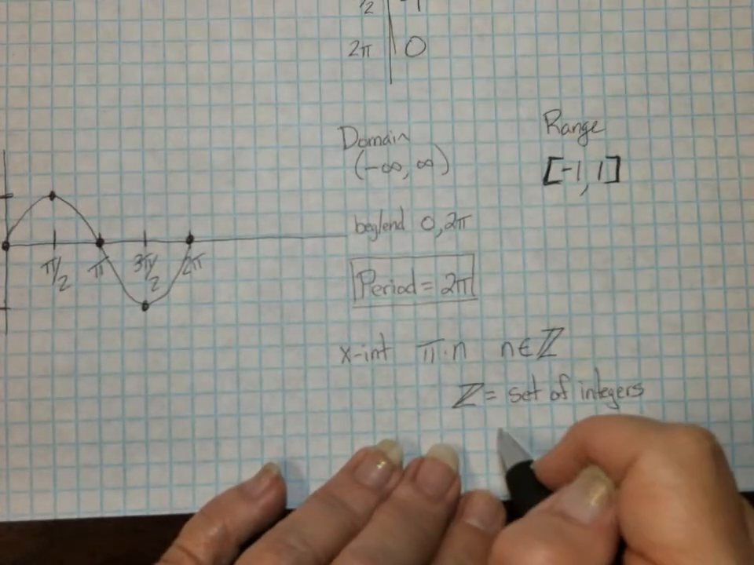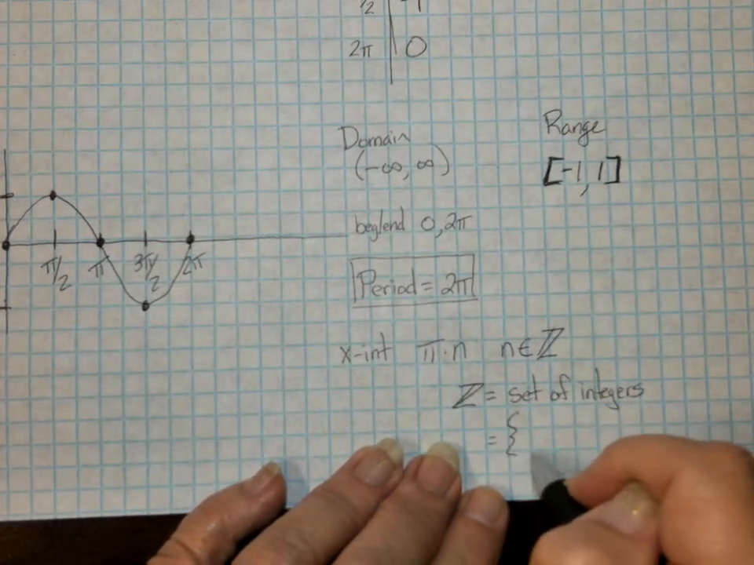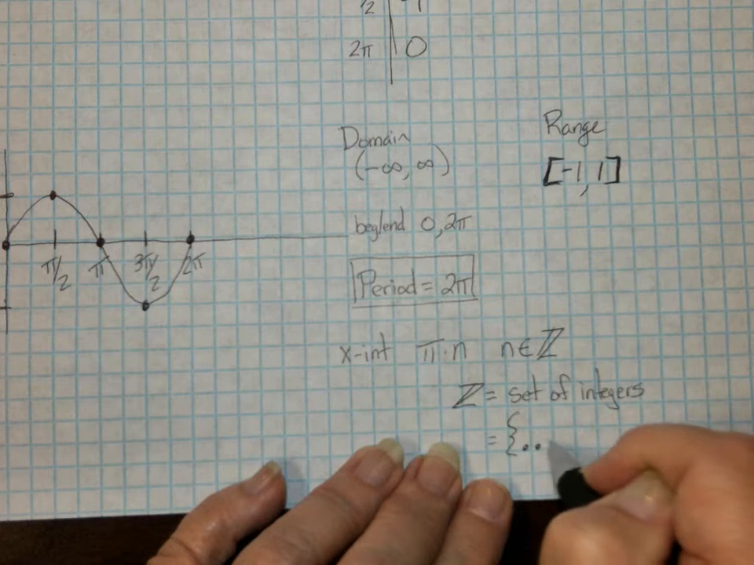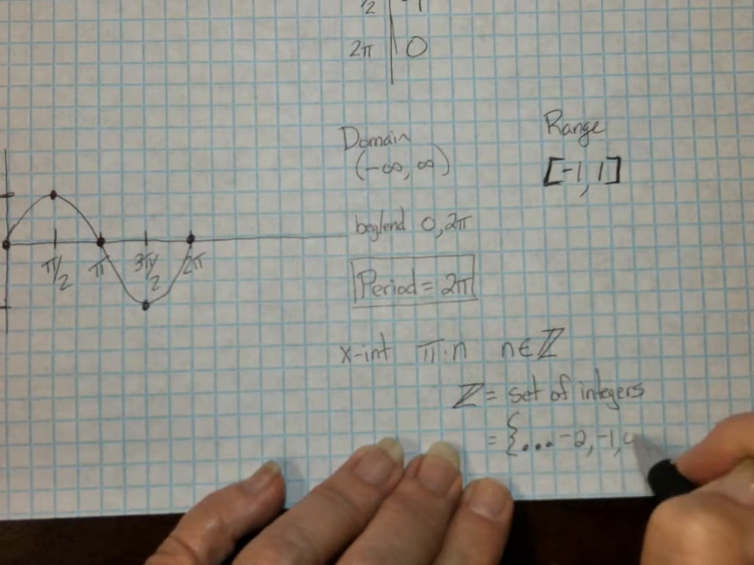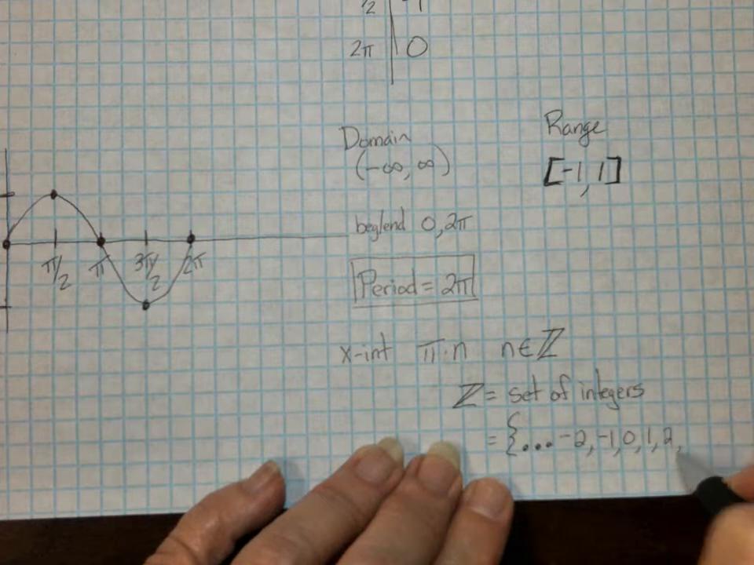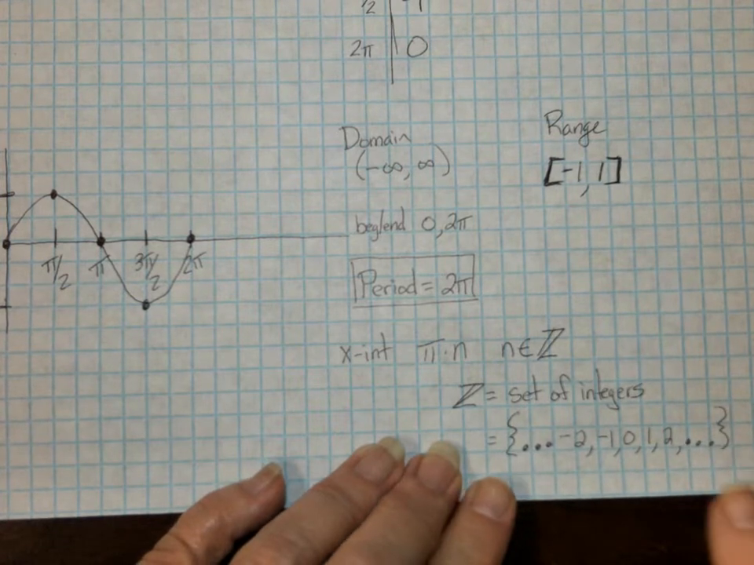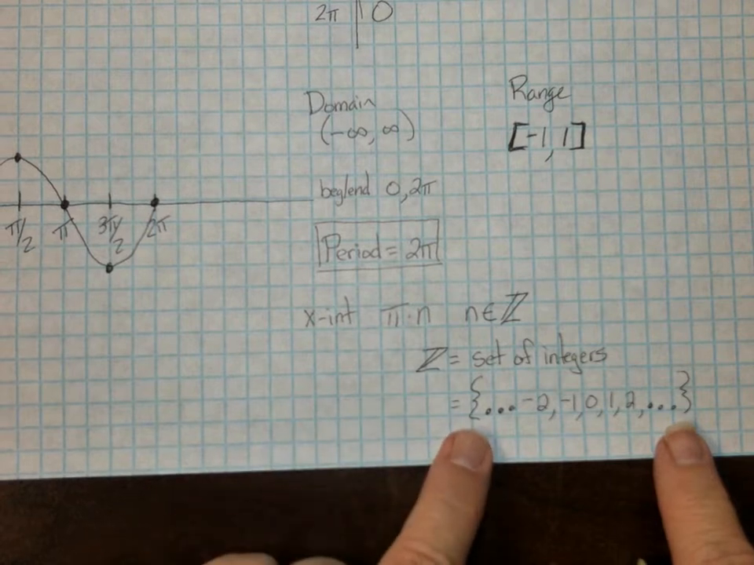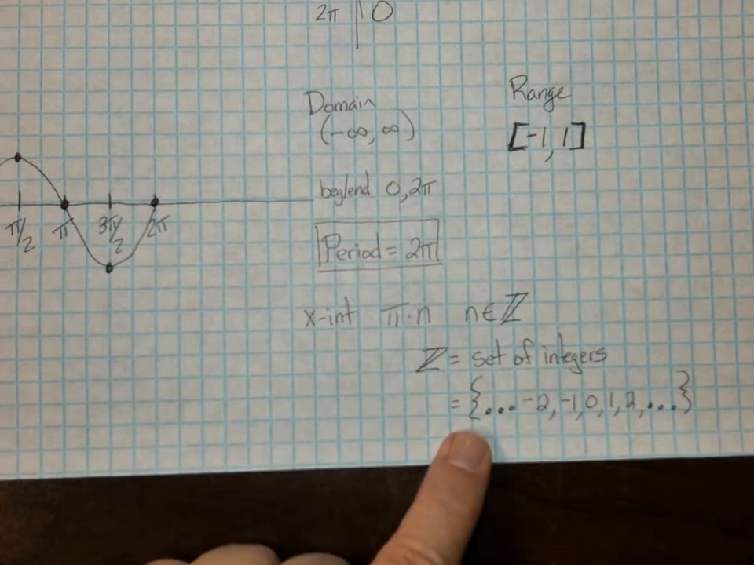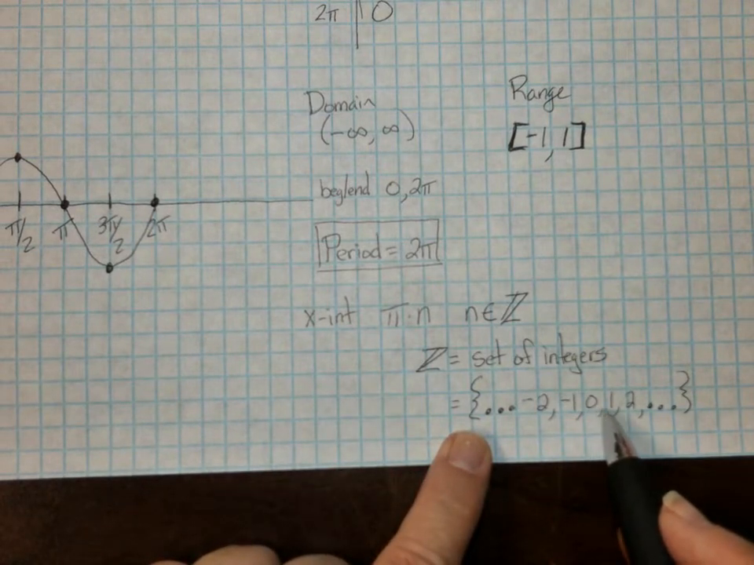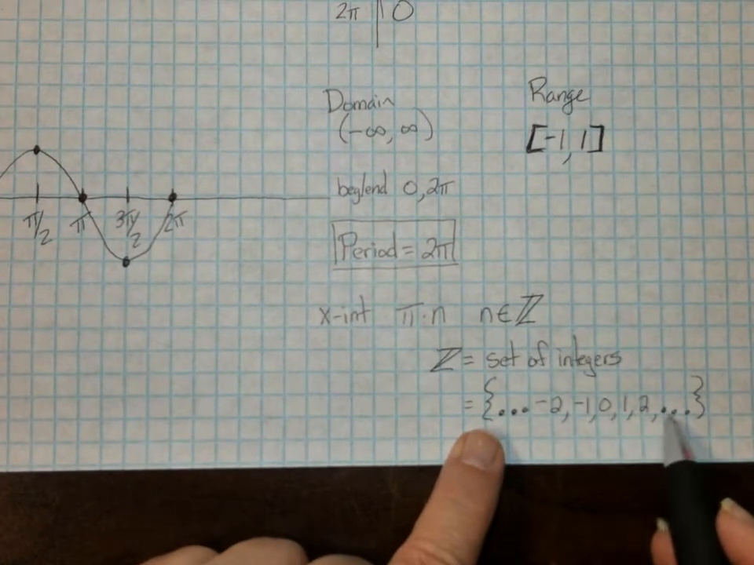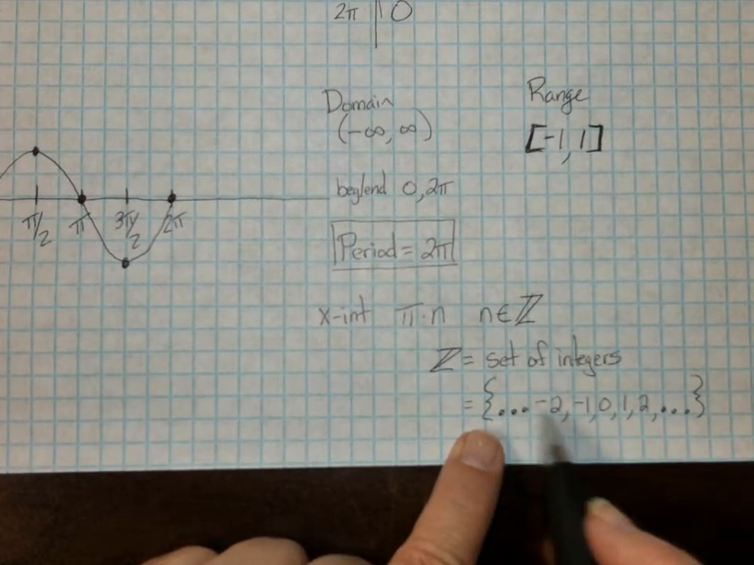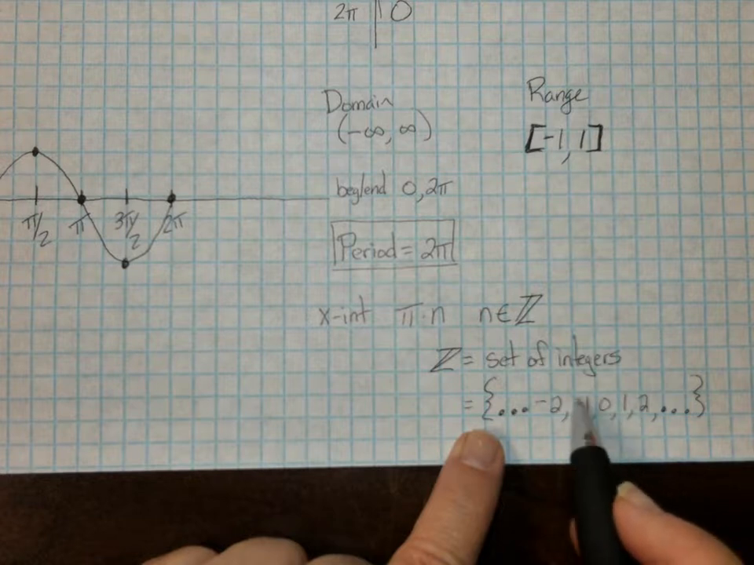And what does that set look like? I'm going to put 3 dots, ellipses, -2, -1, 0, 1, 2, and then 3 more dots. The set of integers is infinite, so I can't write it all out. But the set of integers is the set of whole numbers and their opposites. So the set of integers includes positive numbers and negative numbers, but they're whole numbers and their opposites.